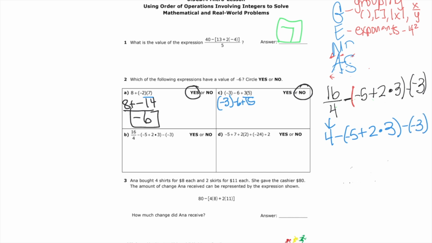We still have that extra group, so we're going to go within our group now and do our order of operations within that group. 2 times 3 is 6. So I'm rewriting the whole problem. I still haven't gotten rid of that group. So I'm asking myself, do I have more positives or more negatives? 6 minus 5 is a positive 1.